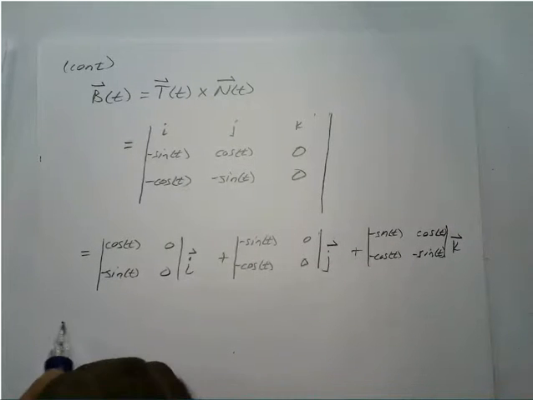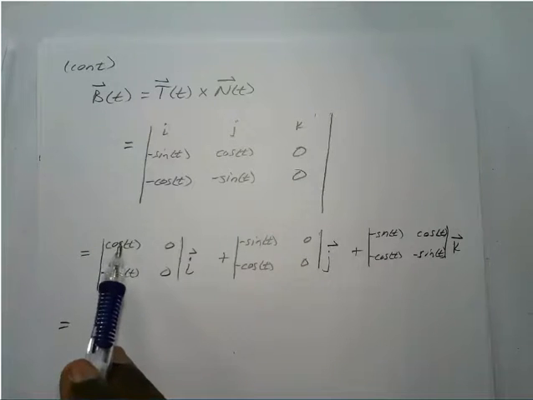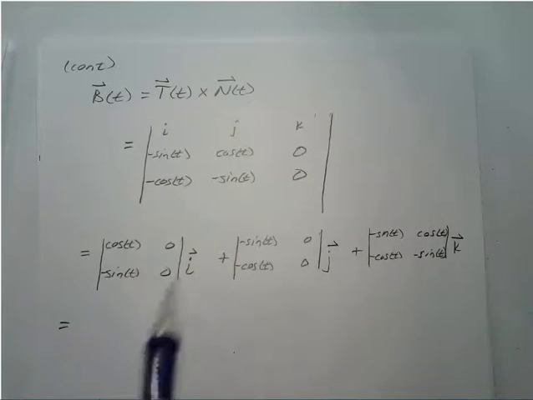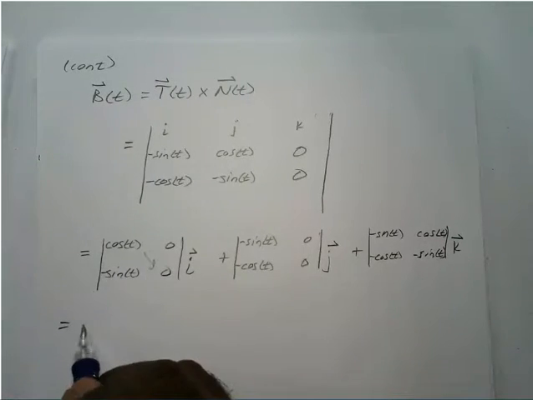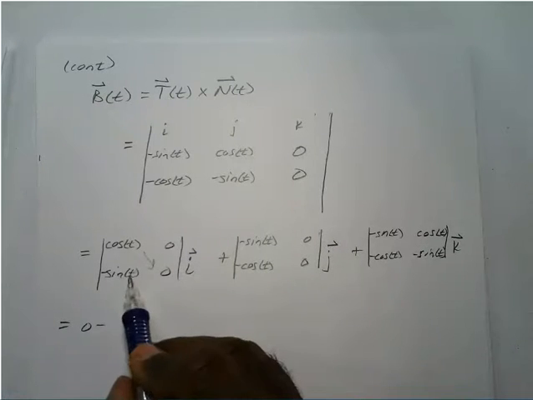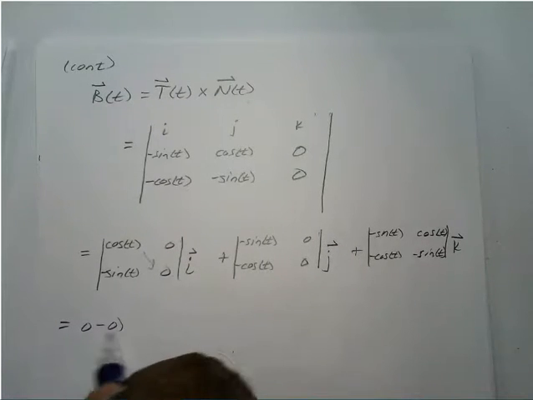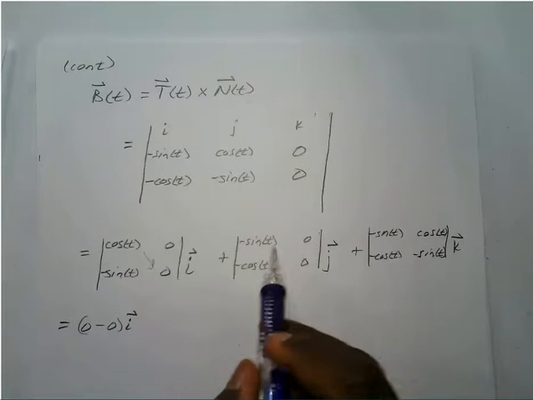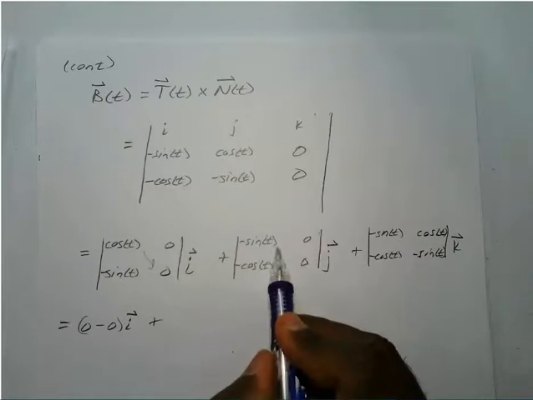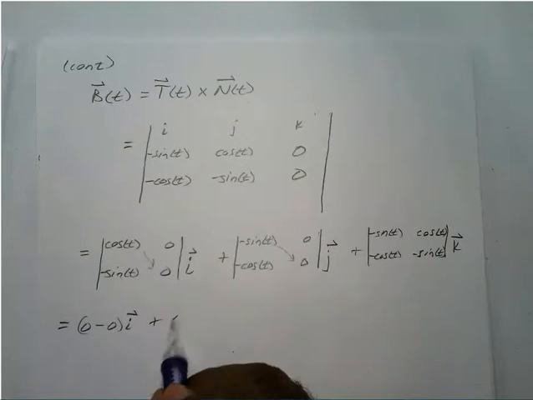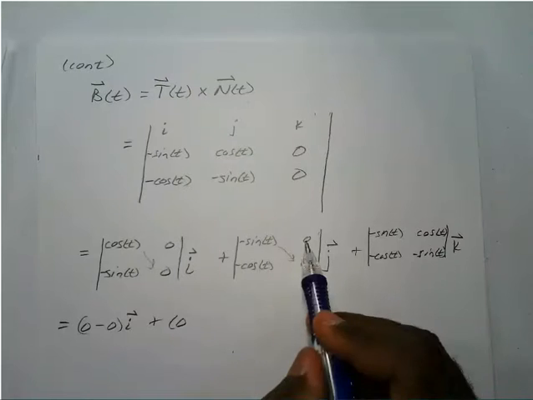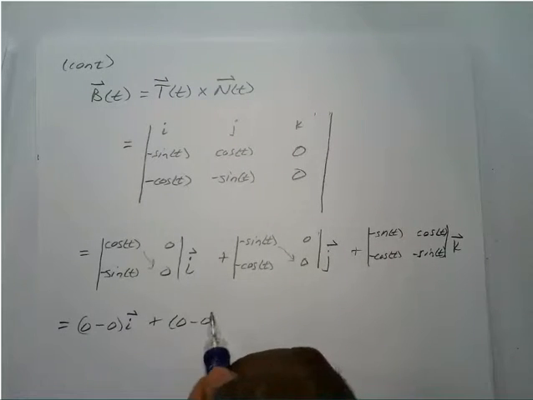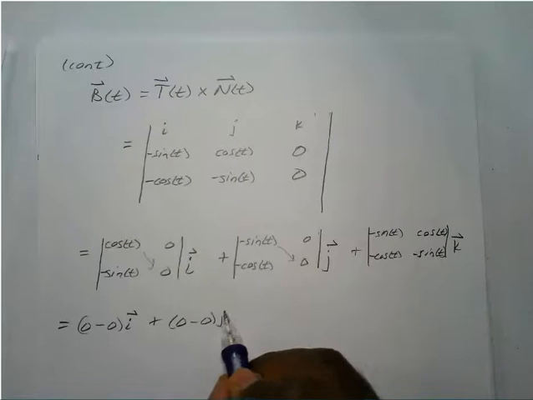Okay, so we have our 2x2 matrices. You have our determinant, which is cosine of t times 0, which is 0, minus negative sine of t times 0, which is 0. So you have 0 minus 0 times your i vector, plus negative sine of t times 0 is 0, and negative cosine of t times 0 is 0. We have that times your j vector.